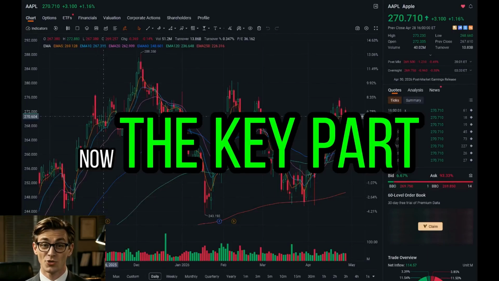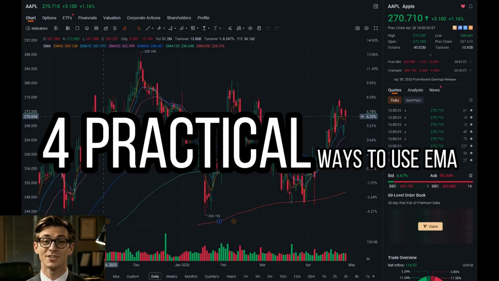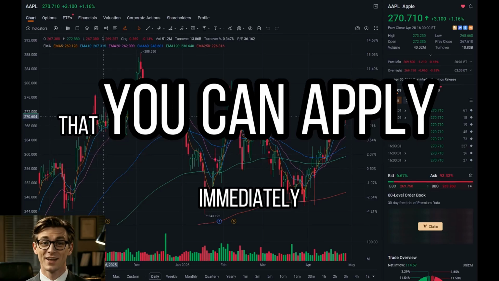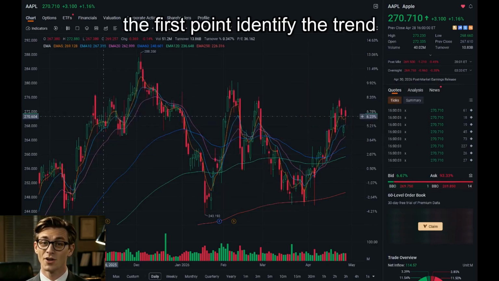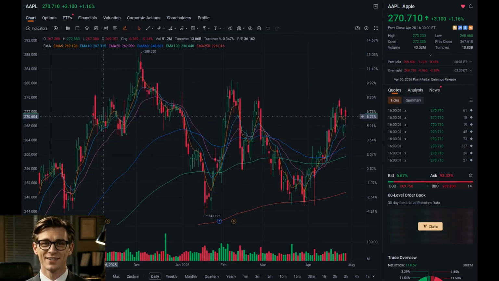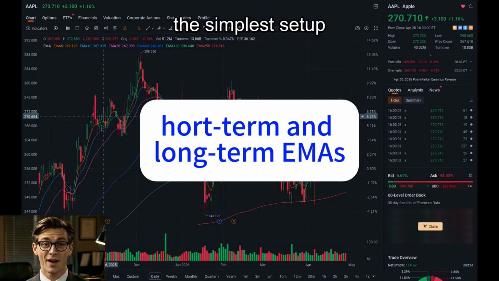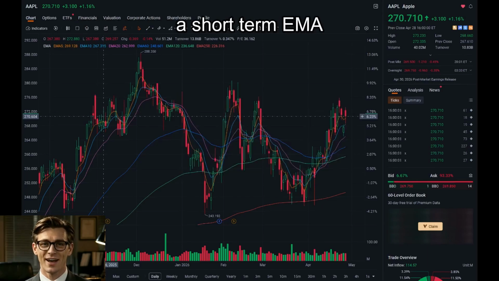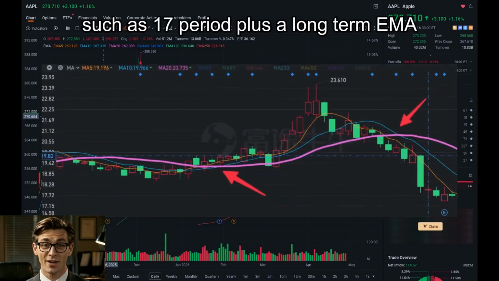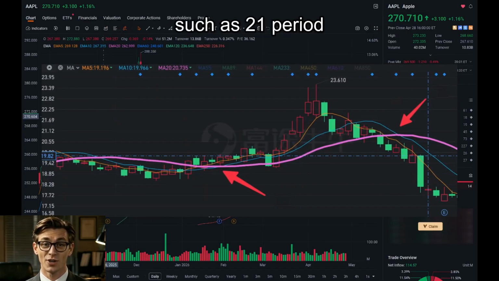Now, the key part. 4 practical ways to use EMA that you can apply immediately. The first point, identify the trend. Use a combination of short-term and long-term EMAs to determine direction. The simplest setup, a short-term EMA such as 17-period, plus a long-term EMA such as 21-period.